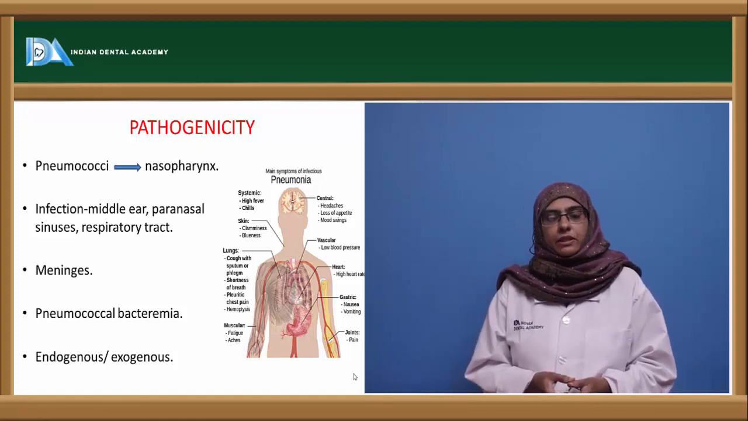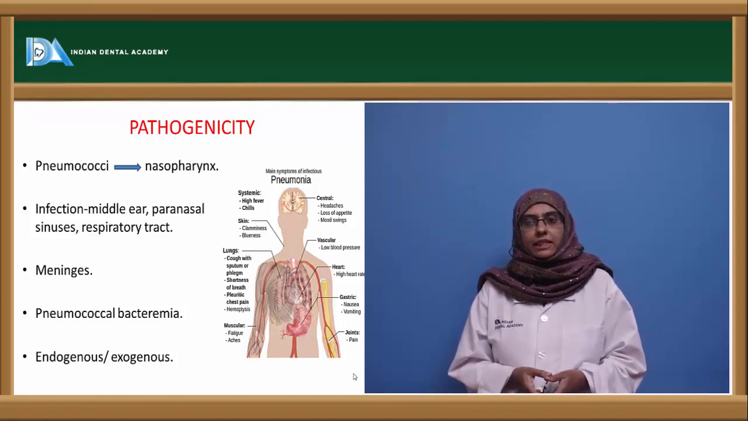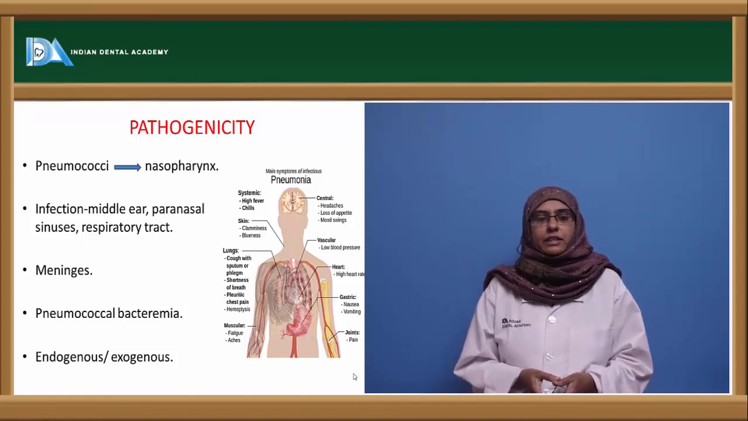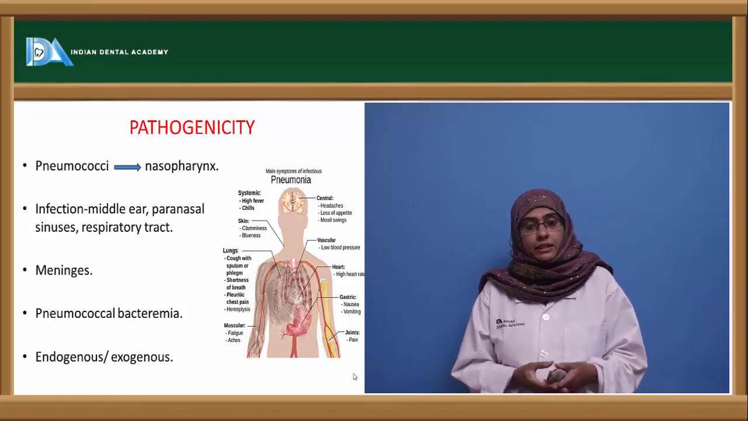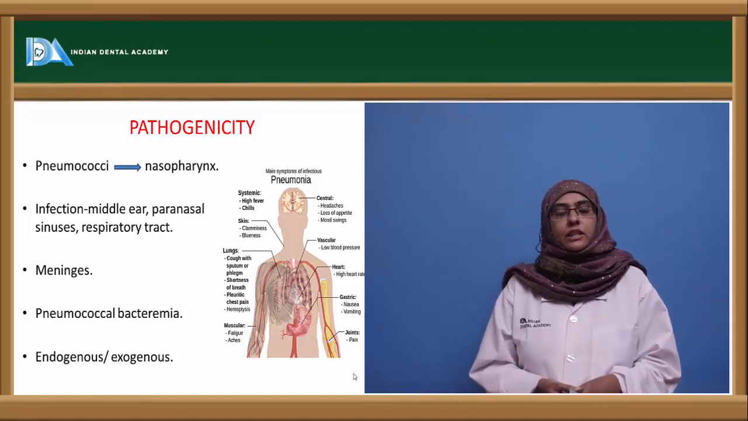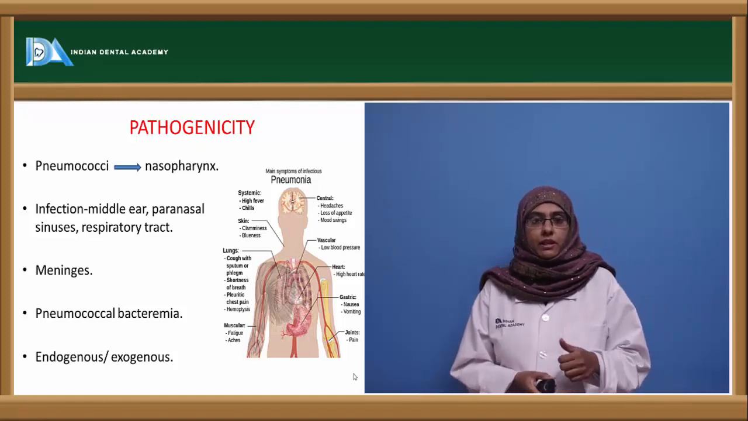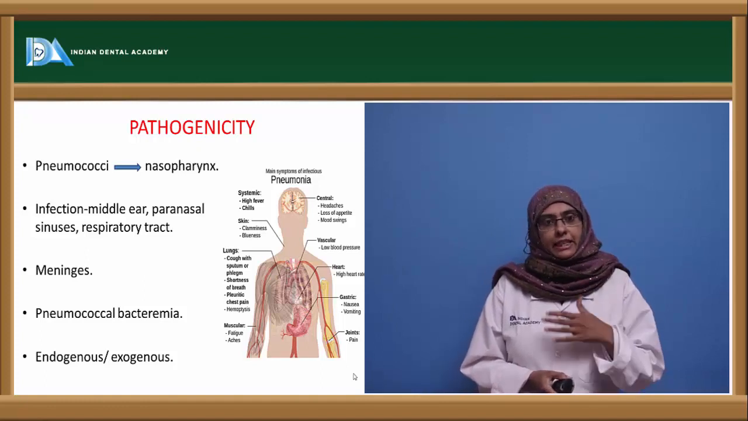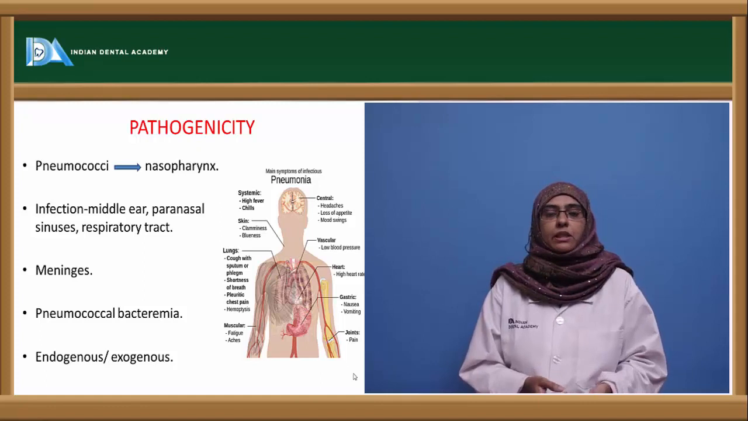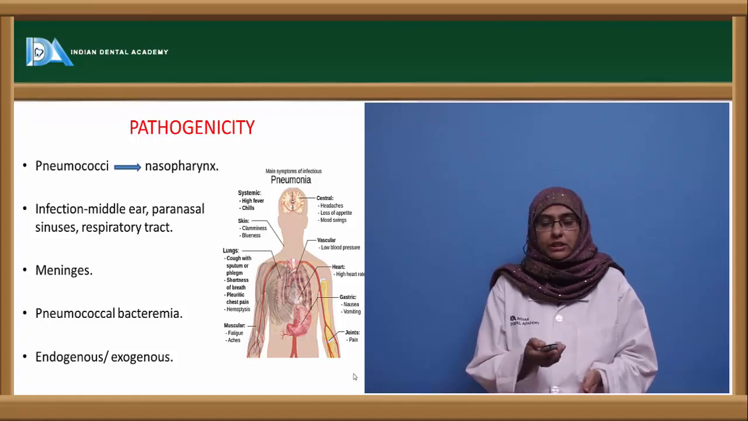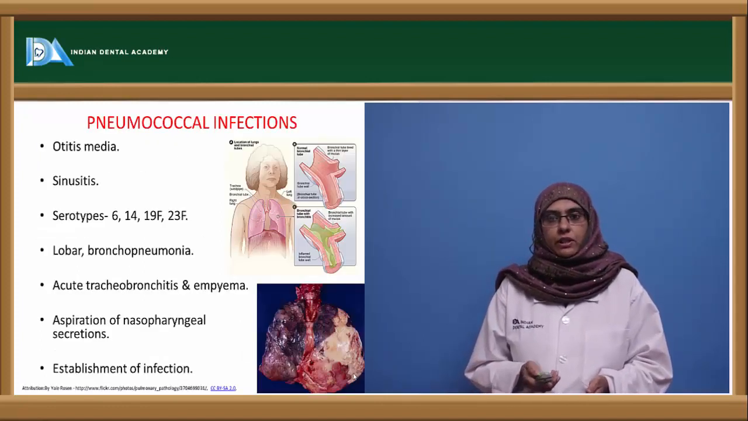And apart from this, this organism can be very well seen in the blood in the early stages of the disease, and hence it is called pneumococcal bacteremia. And this infection can either be endogenous or exogenous. When a large amount of virulent strain infects the host, it is called an exogenous strain, and type 3 is mostly involved with this exogenous pathogenesis of the human host.